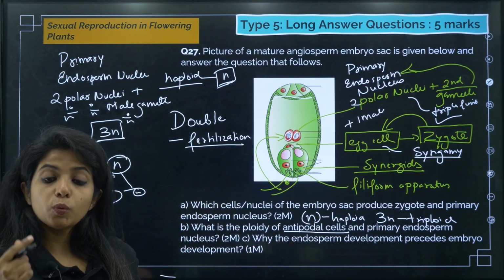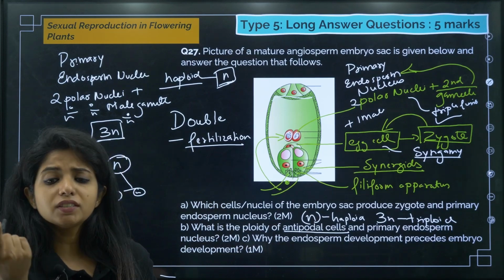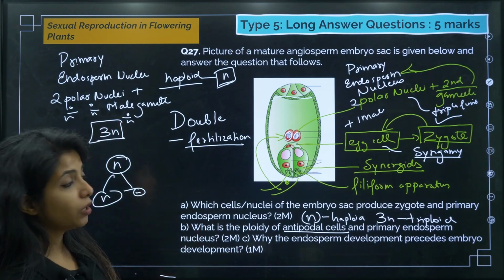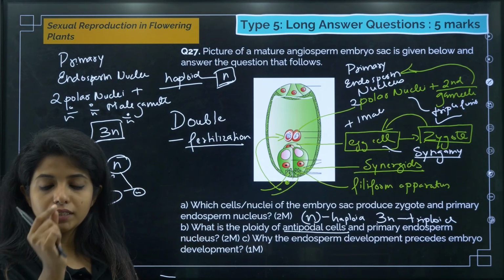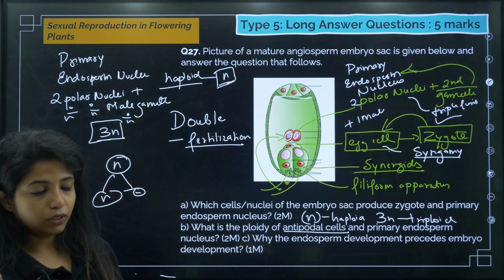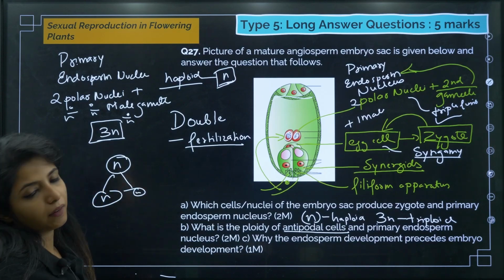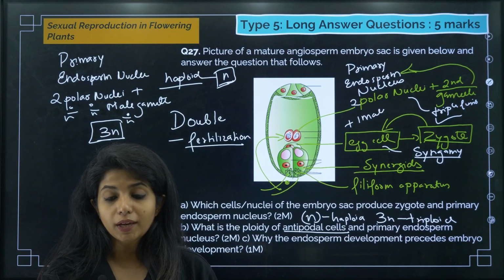Okay. If you are asked what is the ploidy of 1 polar nucleus, it is just N. Understand. What is the ploidy of 2 polar nuclei together? It is N and separate. Okay. Now, why does endosperm development precede embryo development? Why do you think endosperm? Okay, now one more thing.